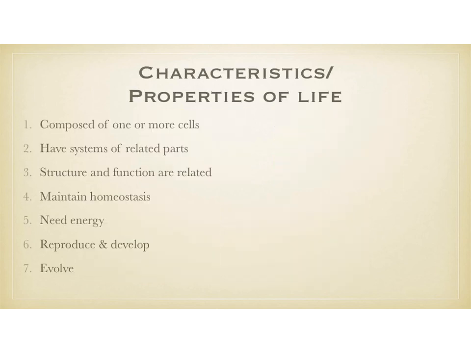All living things have these 7 characteristics or properties of life. First, they are composed of one or more cells. 2, they have systems of related parts. 3, structure and function are related. 4, they all need to maintain homeostasis. 5, all living things need energy. 6, all living things must reproduce and develop. And 7, all living things evolved.